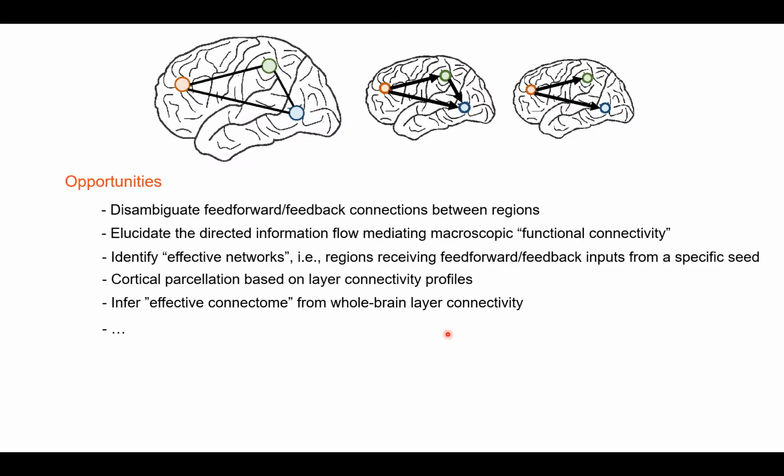And also, what would the cortical parcellation look like if, instead of being based on the functional similarity of activities from different regions, it were based on the layer connectivity profiles? And just like we do whole-brain functional connectivity, can we infer effective connectomes from whole-brain layer profiles?